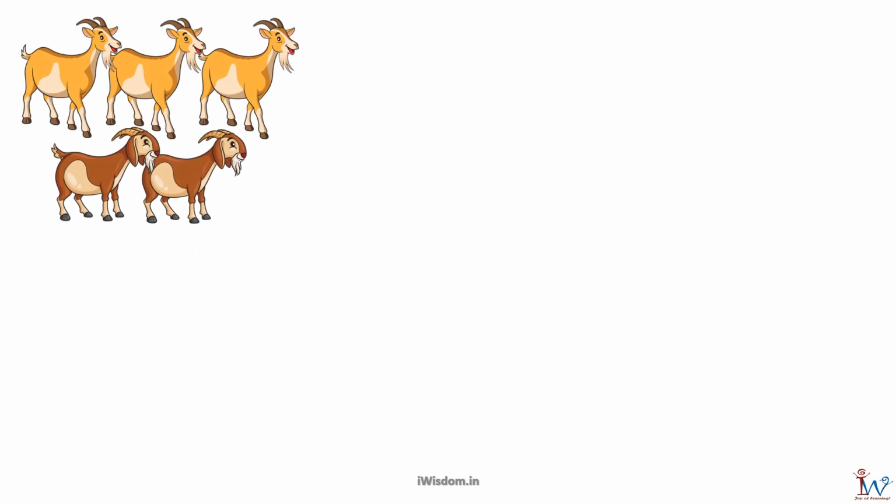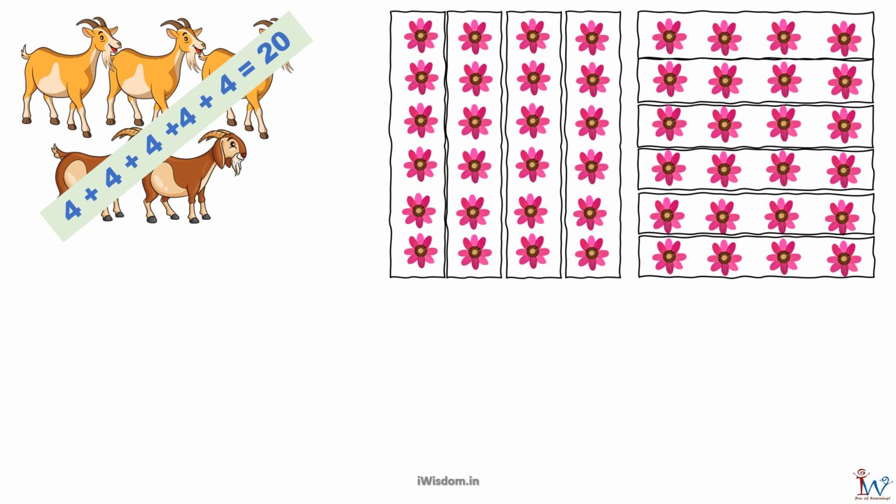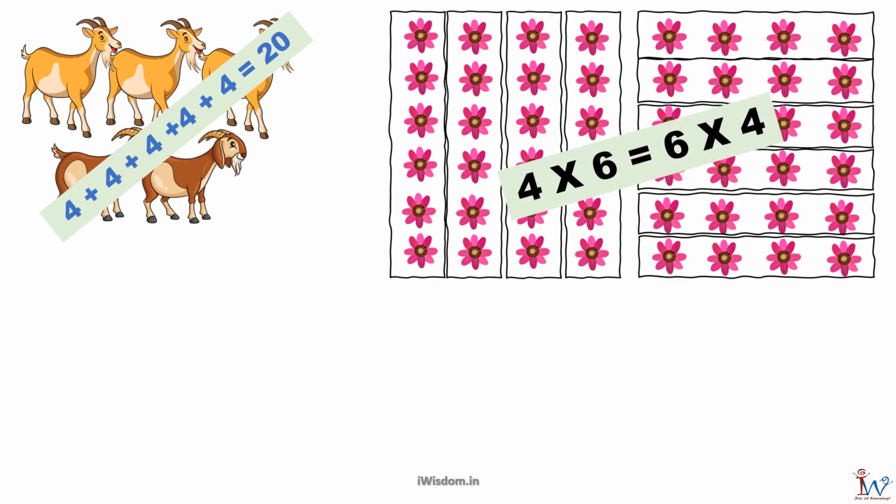In the last session, we learned to answer the question how many times. To calculate the total legs of 5 goats, we did 5 times 4 by adding 4 plus 4 plus 4 plus 4 plus 4 and arrived at the answer 20. We also learnt while solving the flower bed problem, 4 times 6 is equal to 6 times 4, and the number of flowers doesn't change when we count them column-wise instead of rows.